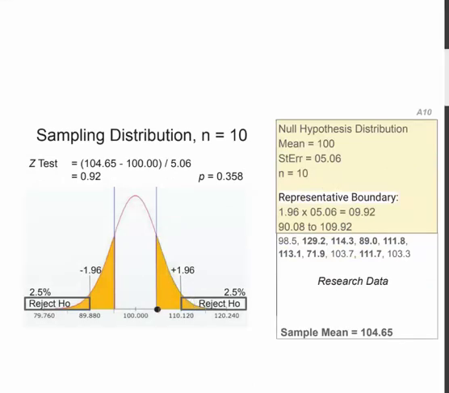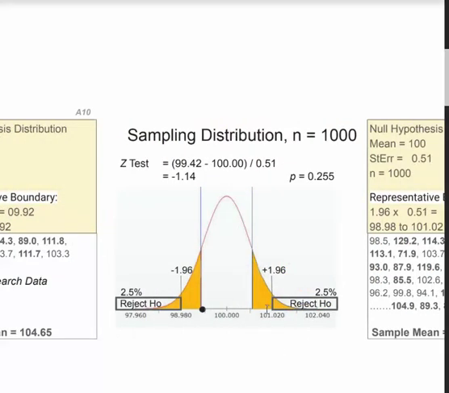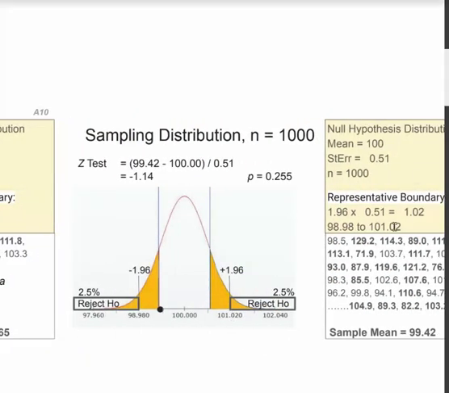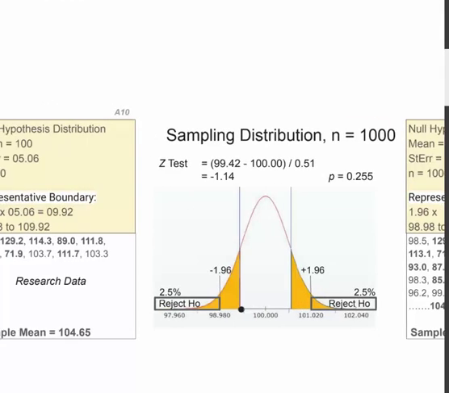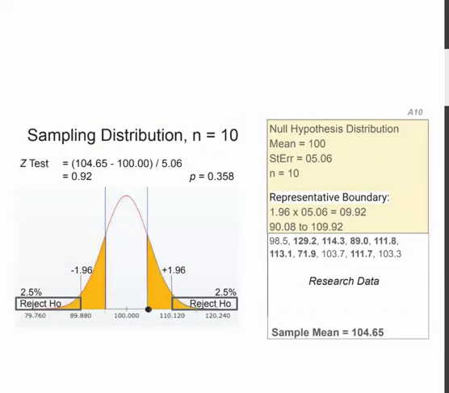All right, so as your standard error gets smaller, notice that the reject zone gets closer to 100. And by the time you get to A1000, the reject zone is starting there at 101.02 on this side and 98.98 on the other side. So as our sample size increases, our reject zone gets closer and closer to the population mean as specified by the null. So it's easier to reject it.